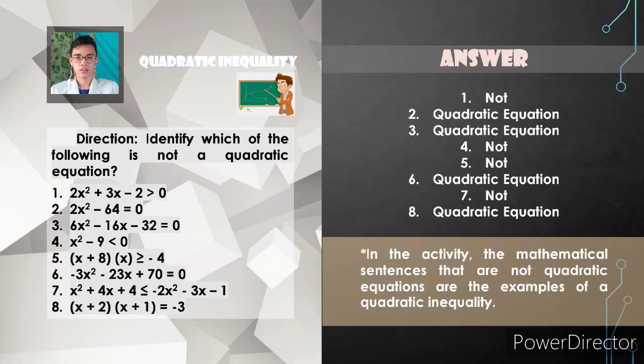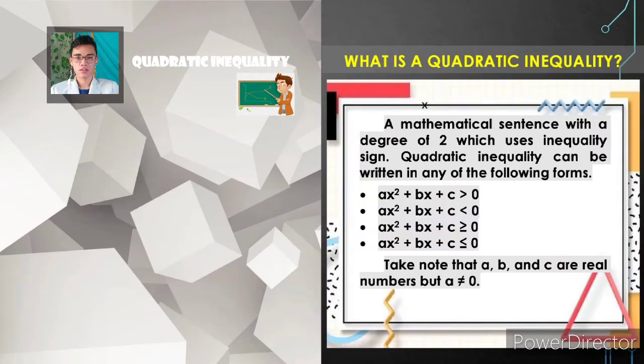In the activity, the mathematical sentences that are not quadratic equations are examples of a quadratic inequality. Do you have now an idea what a quadratic inequality is? If not, I will discuss what a quadratic inequality is. A quadratic inequality is a mathematical sentence with a degree of 2 which uses an inequality symbol.